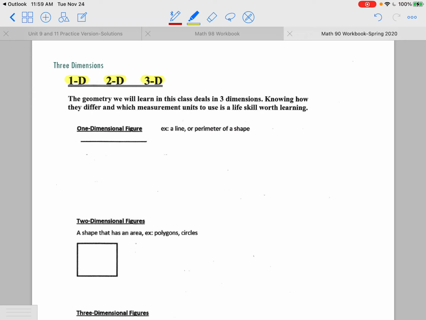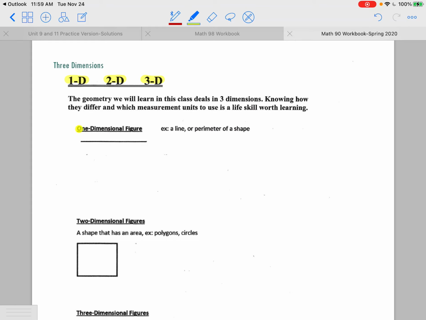And mainly what we're really talking about is the meaning of some of the words that you'll see that would equate to either perimeter, area, or volume, and also just our units. What should our units be for these 3 dimensions?